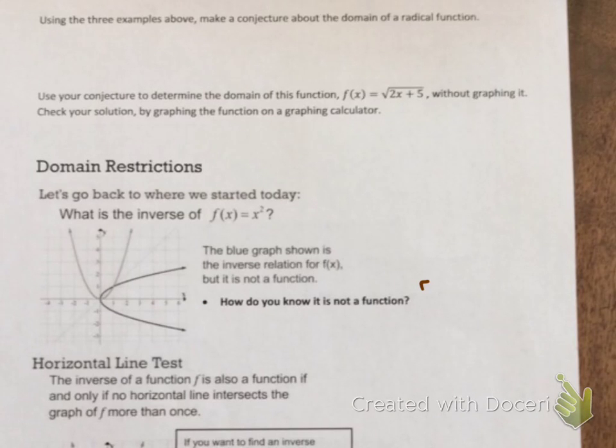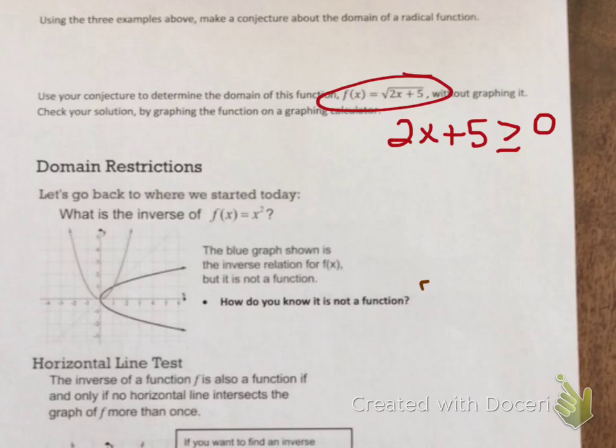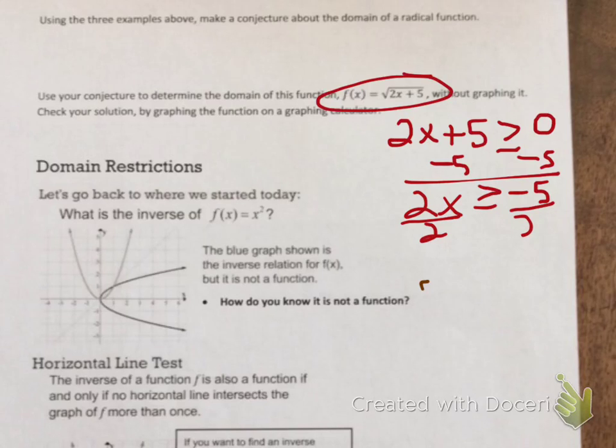Okay, so it says use our conjecture or our knowledge from doing those last few graphs to decide what the domain is of the square root of 2x plus 5. Well, we noticed that what is underneath the radical had to be positive, so we know that 2x plus 5 has to be greater than or equal to 0. We can actually just solve that to find our domain values. So subtract the 5 over to the other side, and we get 2x is greater than or equal to -5. Divide both sides by 2, and we get x is greater than or equal to -5 halves.